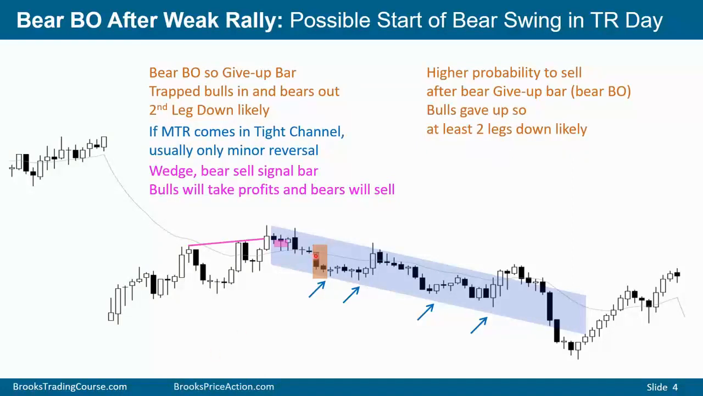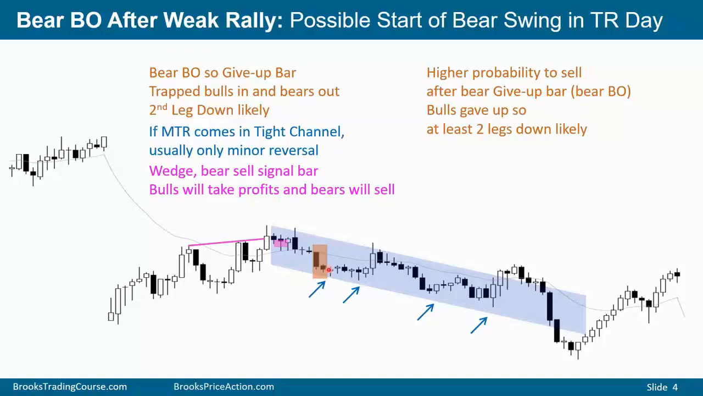Higher probability to sell after you see a bear breakout bar and a bear follow through bar, which is often small. You could sell here, you could sell below this bear bar here. Those are not high probability sells. But once you have a decent sized bear bar and a follow through bar, and the context is good for a swing down, it's higher probability to sell here, even though your stop is further away.